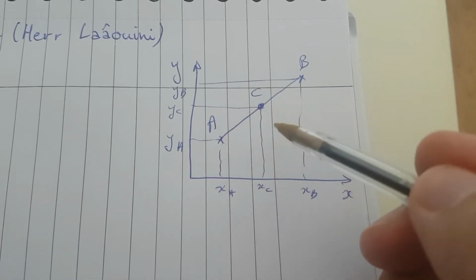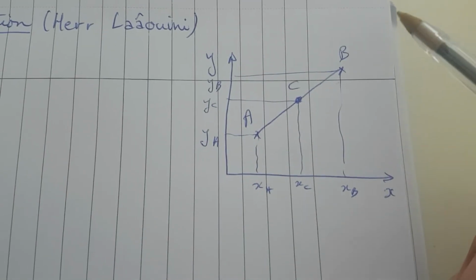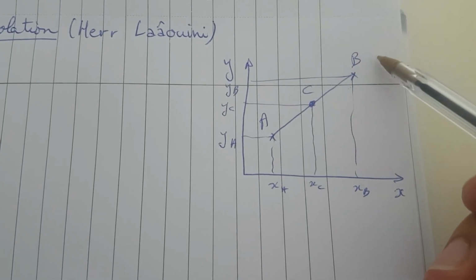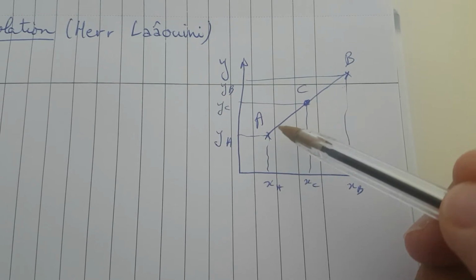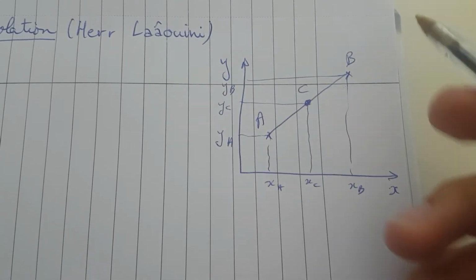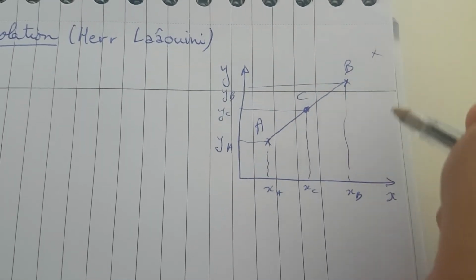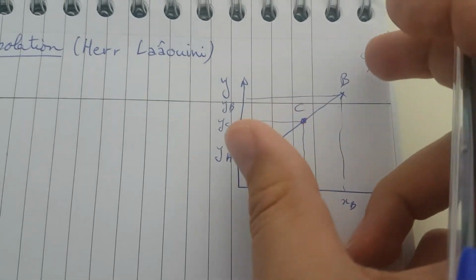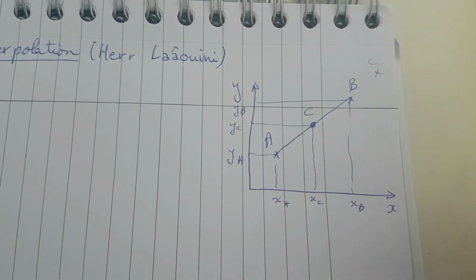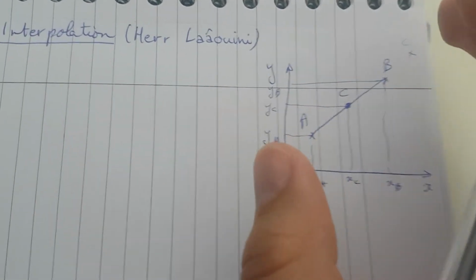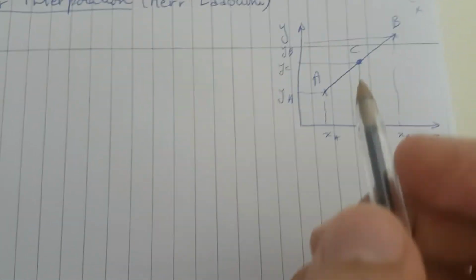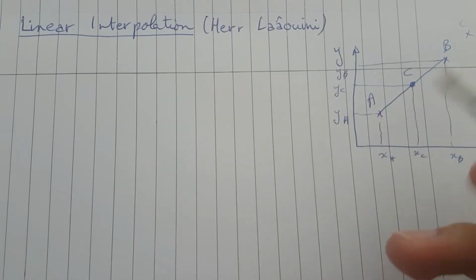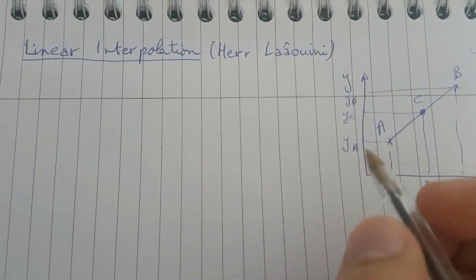Just want to add something. Sometimes you hear linear extrapolation. Extrapolation is when the point is outside, not in between A and B. For example, the point is going to be here, so let's say it's C here or D or anything. Then we use linear extrapolation. Okay, that is just quick. In the end, I'm going to show you one example in statistics where we use linear interpolation.